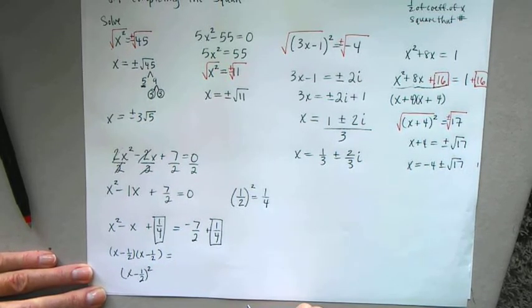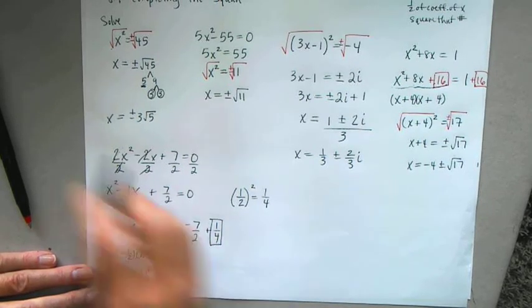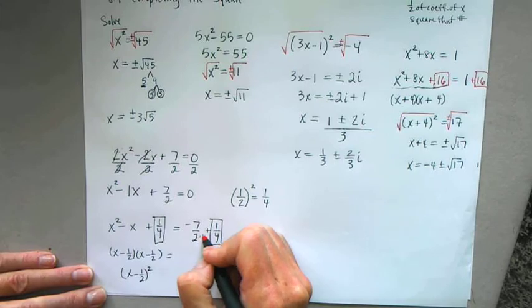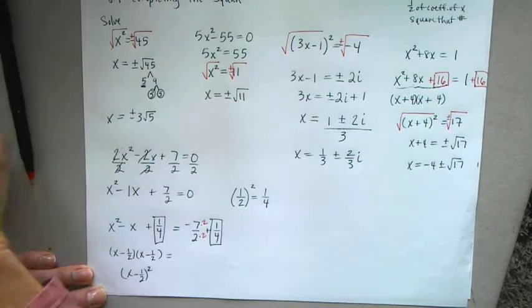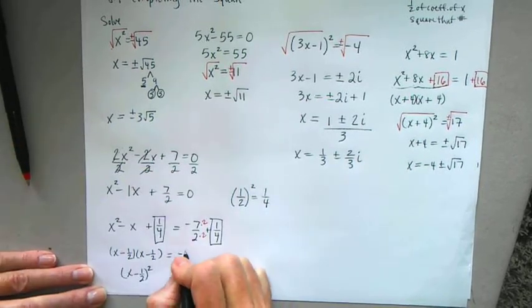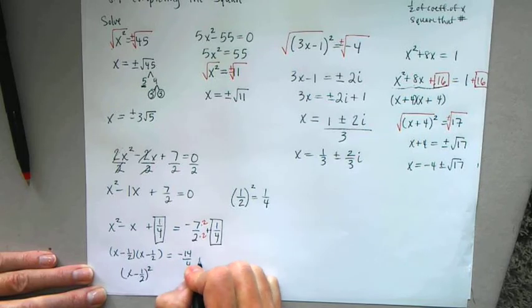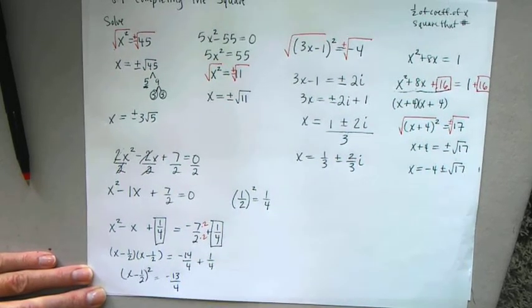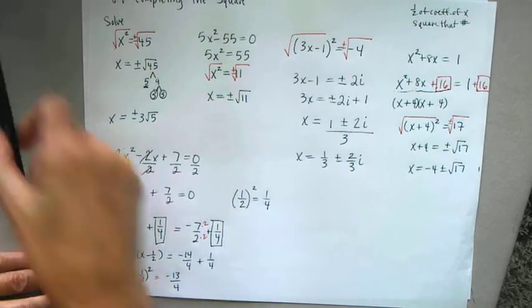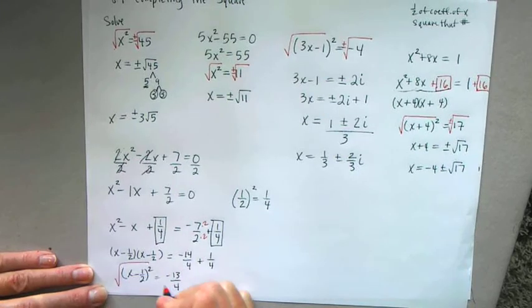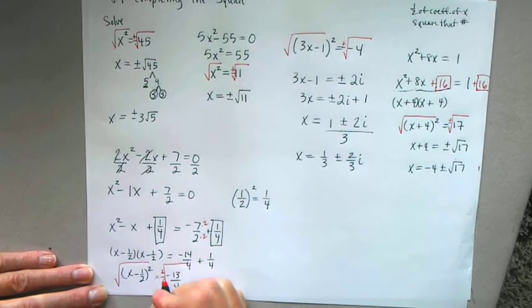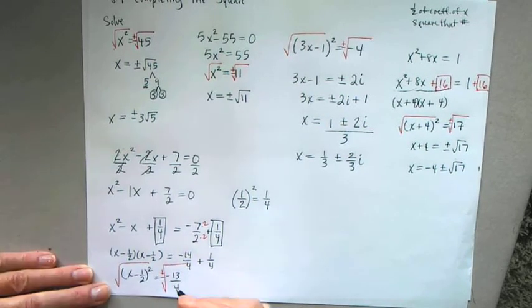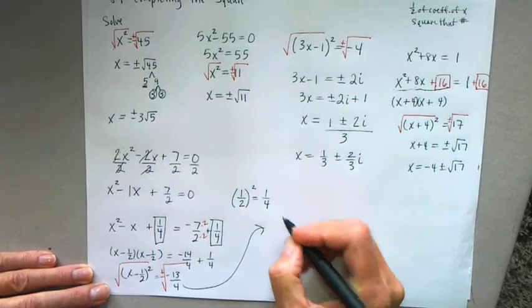Now, I have to add 2 fractions, so don't forget I need a common denominator. So I'm going to multiply the bottom by 2 and the top by 2, so that I get -14/4 plus 1/4. Then I can combine those, can't I? Alright, so now I can square root both sides. And don't forget your plus or minus, that's big. So I'm going to bring this up here where I have a little more room.